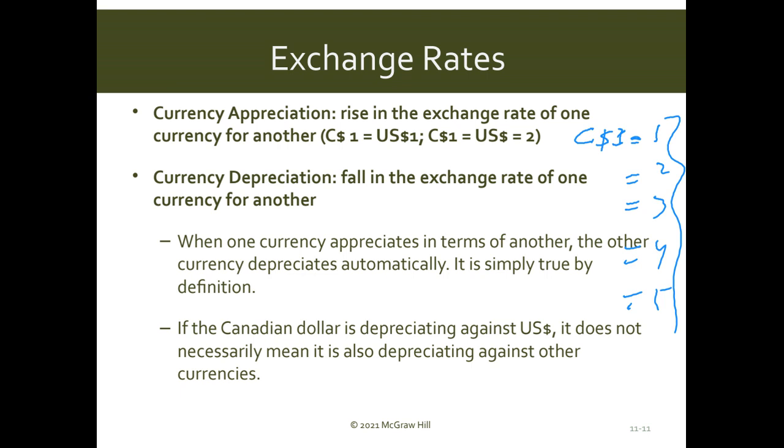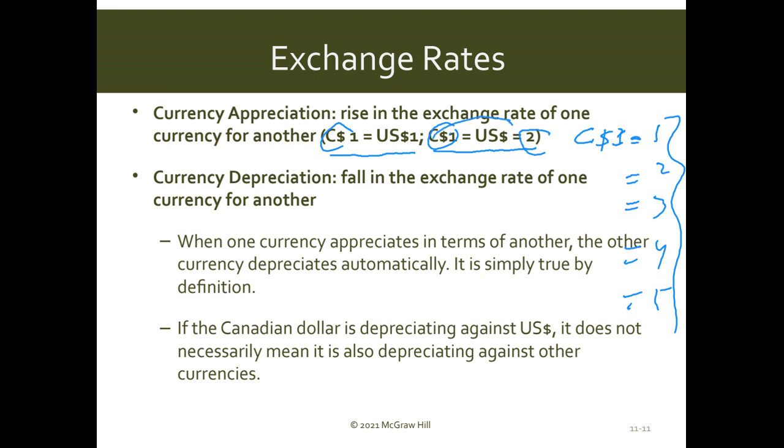So this is the example. Suppose one Canadian dollar equals one US dollar, and it increases from one to 2 US dollars. It means the Canadian dollar appreciates. Why? Because the value of the Canadian dollar increases. Now one Canadian dollar can buy more US dollars. From the US dollar's point of view, the US currency is depreciating. Why? Because one US dollar could buy one Canadian dollar, but now 2 US dollars can buy only one Canadian dollar.